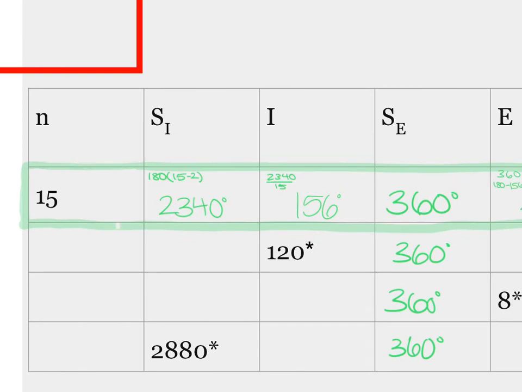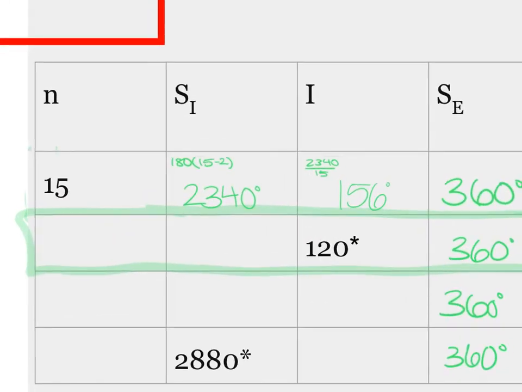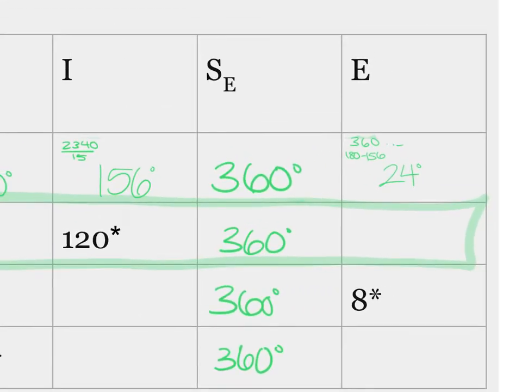Moving on to that second chart then. We're looking at that second row now. So this one, I know my interior angle is 120. I could set that 120 equal to 180 times n minus 2 over n and solve, but it is easier to subtract from 180 and say that each exterior angle is 60 degrees.